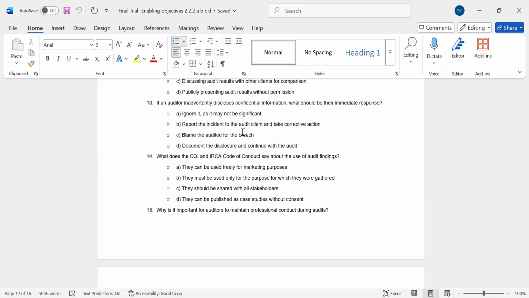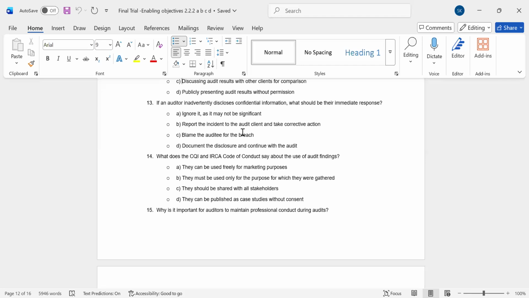B, sir. Report the incident to the audit client and take corrective action. Okay, Shashikanta Mahanta, that's the best fit answer. Shashi Munir, what is your answer? I'm thinking about D, but D is document the disclosure and continue, and B is report the incident to the audit client. Yes, sir, B is good. B is more suitable. Right.